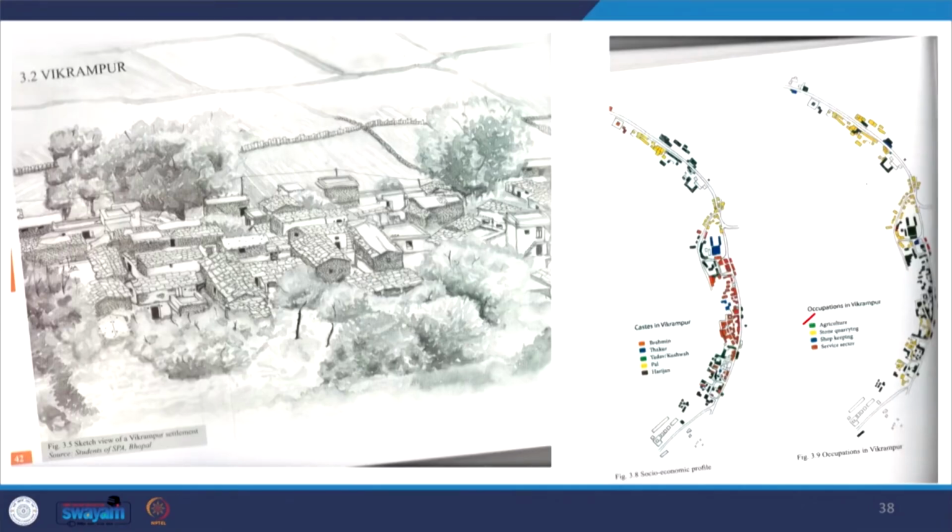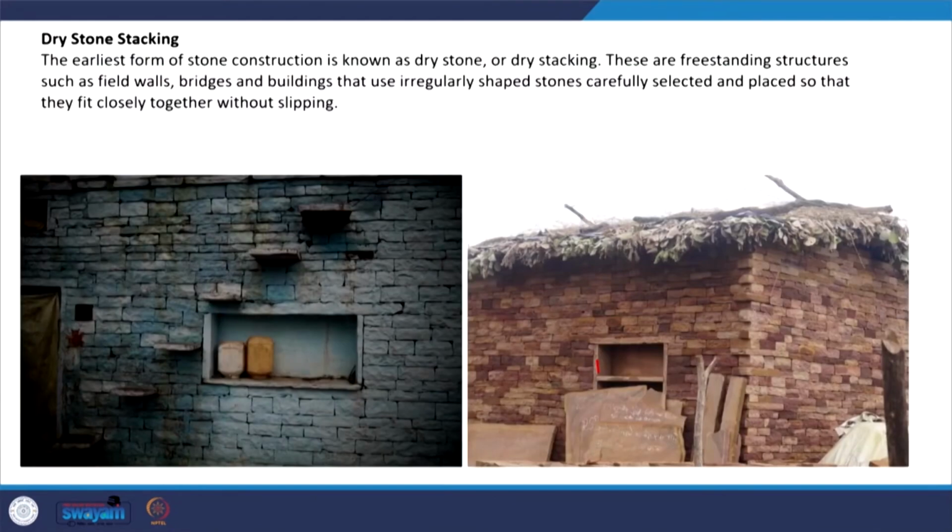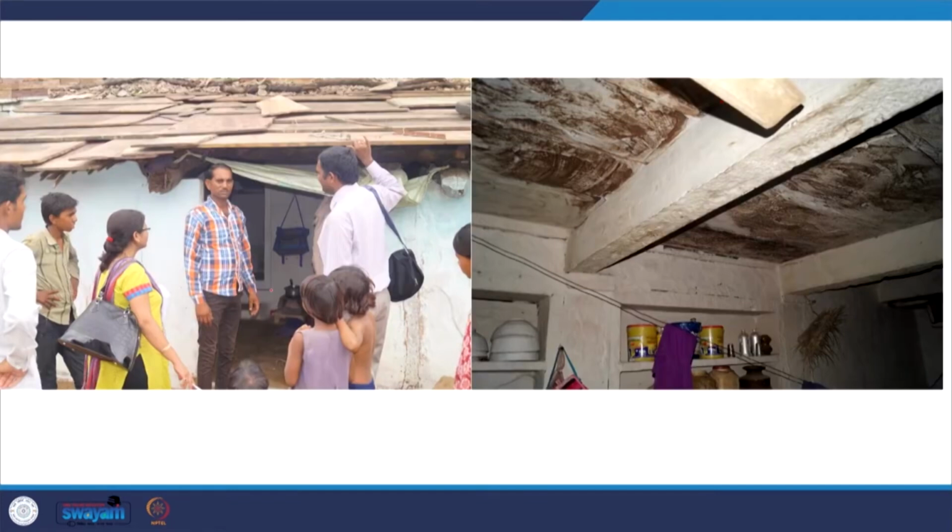I would like to show you how the whole villages are built, including the wall, the roof, everything, built with stone. You can see the dry stone stacking; they don't use any mortar or anything. The self load itself is a component, and with that only they create the steps, the cantilever steps, the windows, the doors, and the roofing materials.